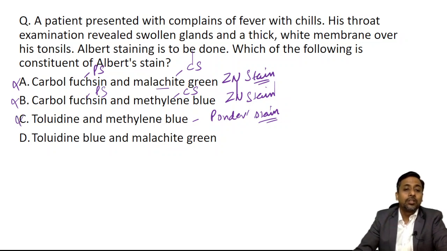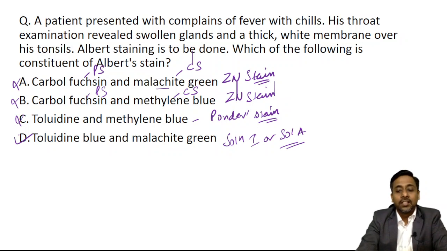Now the fourth option, toluidine blue and malachite green. These two are the reagents of Albert stain. But Albert stain is composed of two parts, solution A and solution B, or solution 1 and solution 2. These two reagents are part of solution 1 or solution A. Remember this. So this is the correct answer.